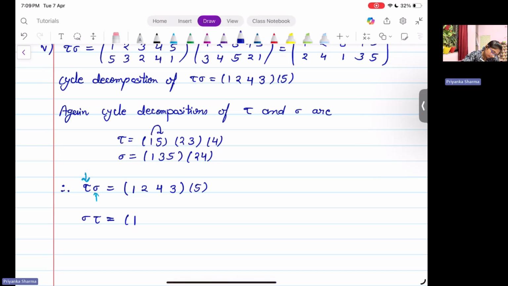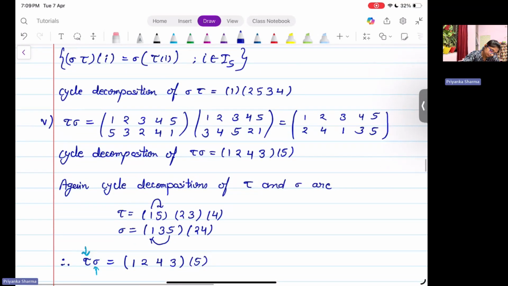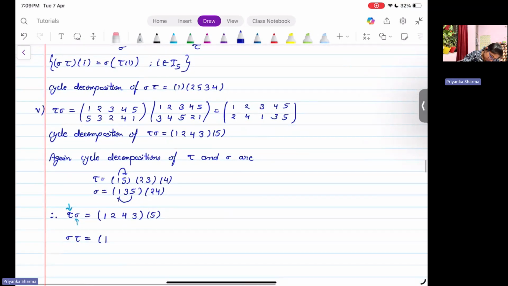1 goes to 5 and here 5 goes to 1. So the first element will be 1 as it is, then 2. So 2 here, 2 goes to 3 and 3 goes to 5. So after 2 we will write 5. Then 5 goes to 1 and 1 goes to 3. So here we will write 3.